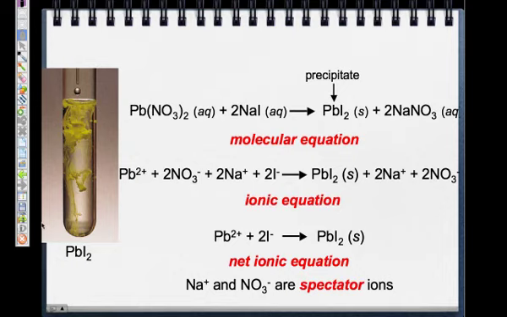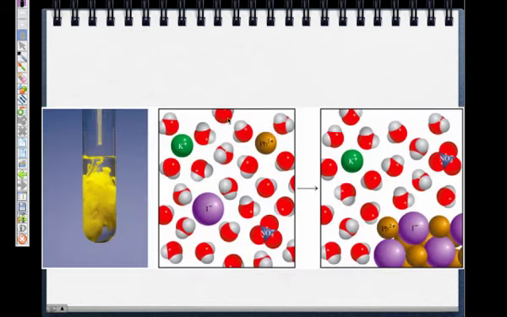So let's try an example. This is a picture just showing what's happening at the molecular level, where we have potassium, lead, iodide, and nitrate all separate at first, and then the lead and iodide will form their own crystal down here, a solid out of solution.